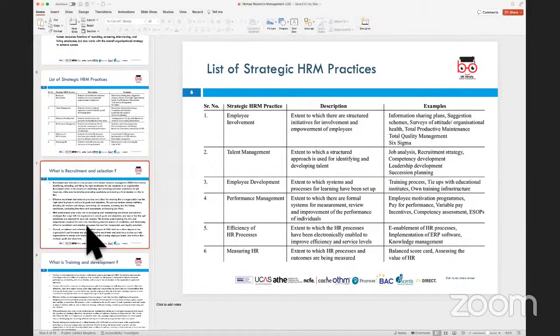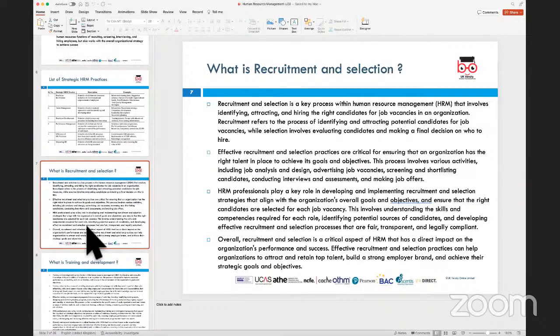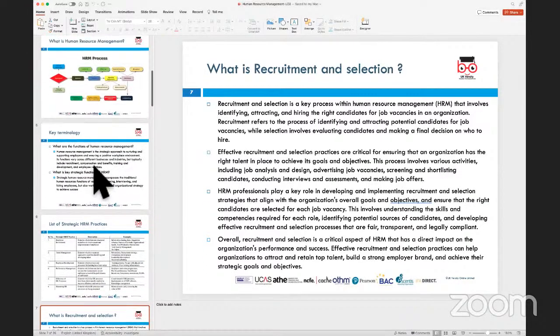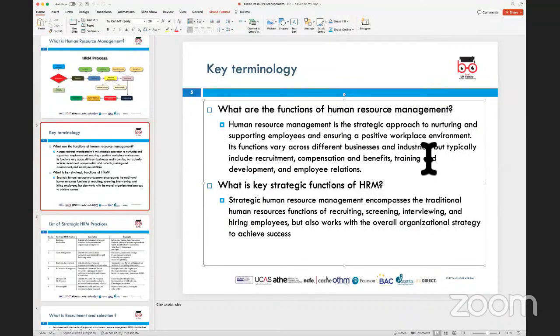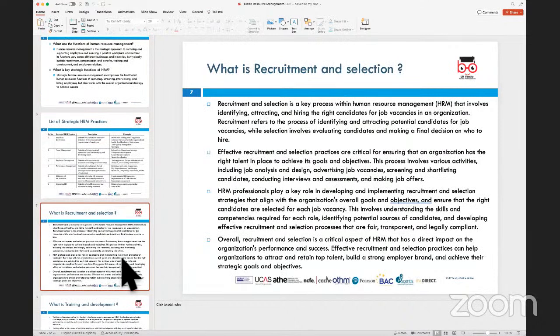Now, if I look at one slide, I've created one slide on some of the key functions that we generally get to see within HR. And these key functions, I've put on a summary slide to share with you. First, what is recruitment and selection? Effectively, when we talk about recruitment and selection, we are looking at one of the key functions of the human resources department within an organization.